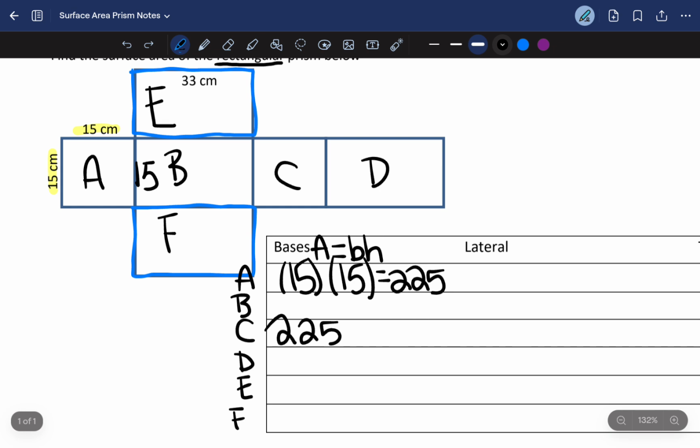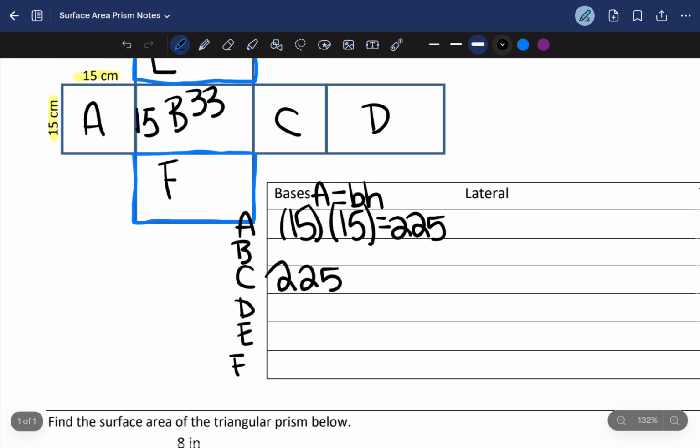So if it's 33 centimeters at the top, it's going to be 33 centimeters all the way down. It's not just magically going to change sizes. So this is 33 right here. So again, we're doing base times height. So we would do 33 times 15, and that would give us the answer for B and D, because those two are going to have the same measurements. So if you multiply those two numbers together, you get 495. So B has an area of 495 centimeters squared, just like D has a surface area of 495 centimeters squared.